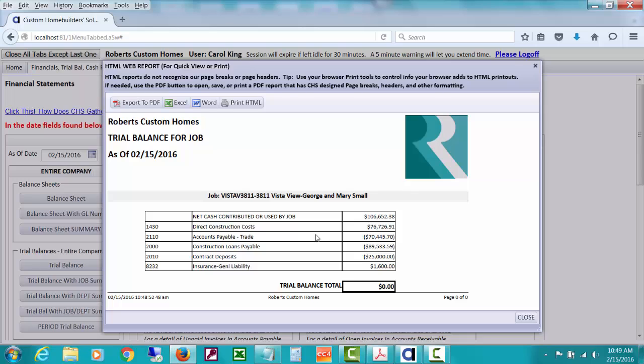But you can see how much is in each account. This is how much is in accounts payable trade that hasn't been paid yet, basically, for this job. And part of this balance is in direct construction costs as unpaid amounts. But you can see how you can get little trial balance totals to see where that job is at.